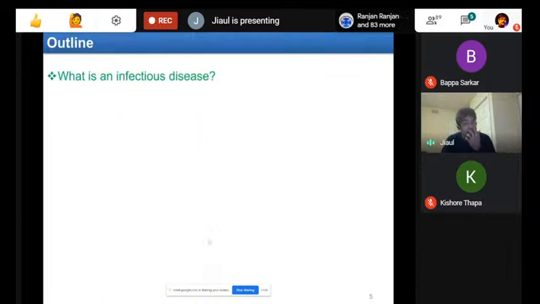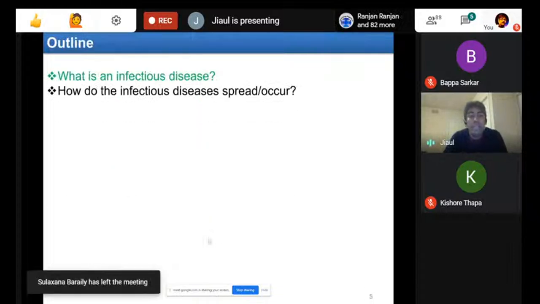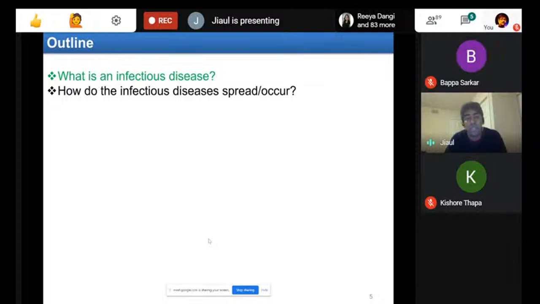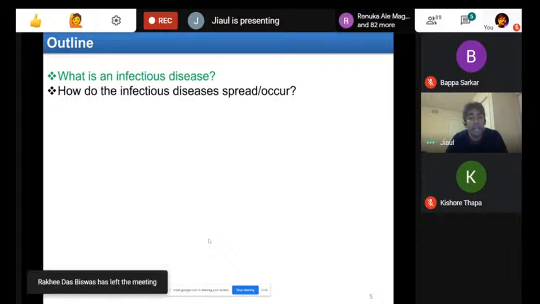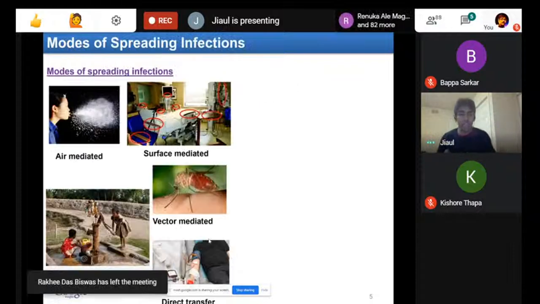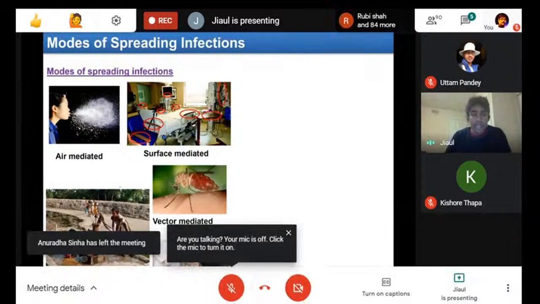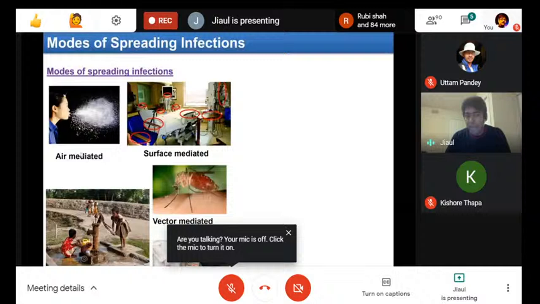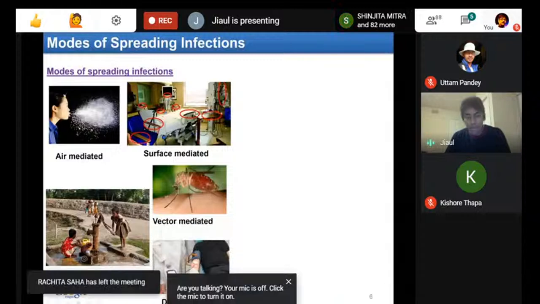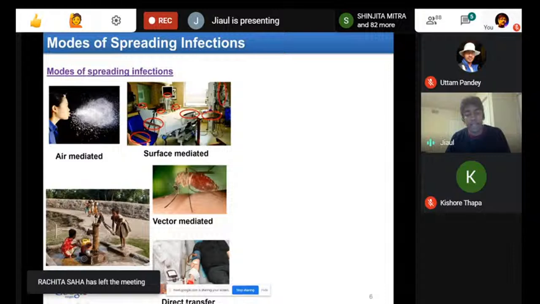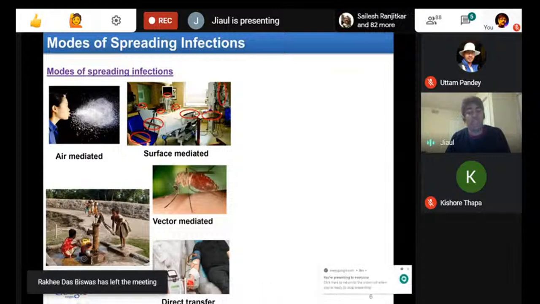Coming to the next aspect of my talk, how do infectious diseases actually spread or occur? This is very important to know, because if you want to really combat infectious disease, one needs to know if we can prevent these diseases rather than going for treatment. Here I've shown some of the basic modes by which infectious disease spreads: air mediated, surface mediated, water or contaminated food mediated, vector mediated, or direct transfer.